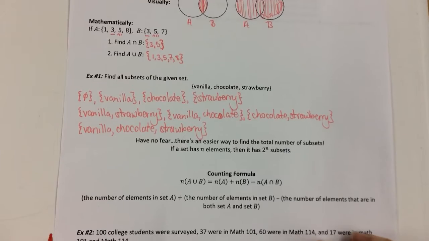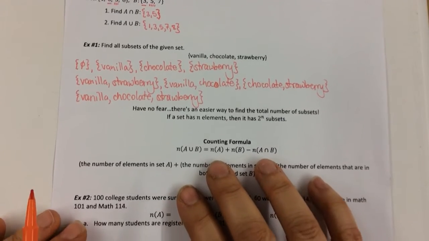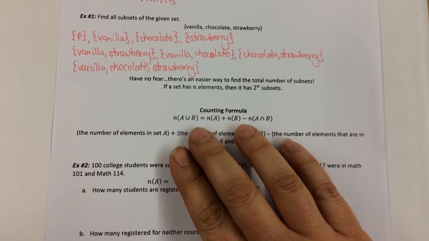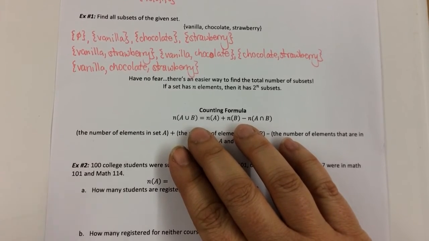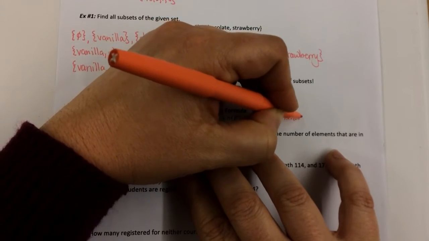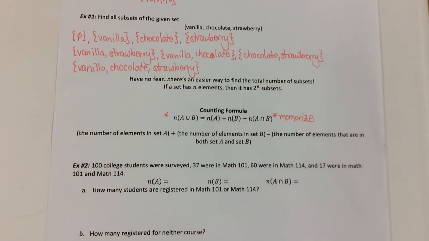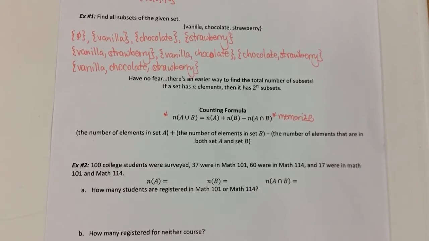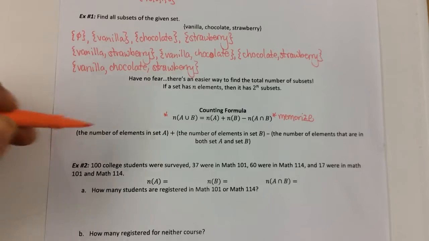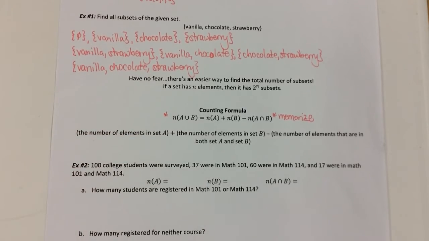Just counting those. There's this counting formula that tells me how many subsets there are. And this is just something you have to memorize. I don't have any easier thing for you. So this is it in words. I'll just do some examples, okay?